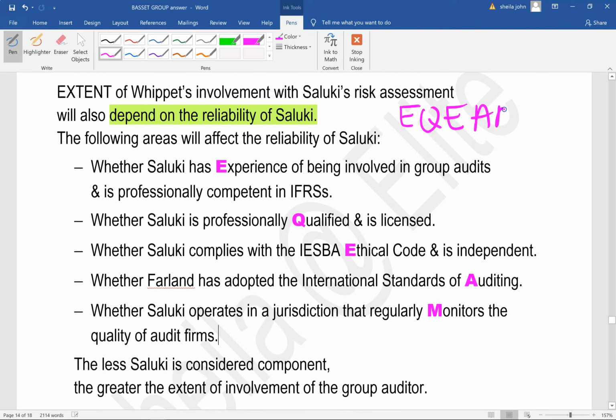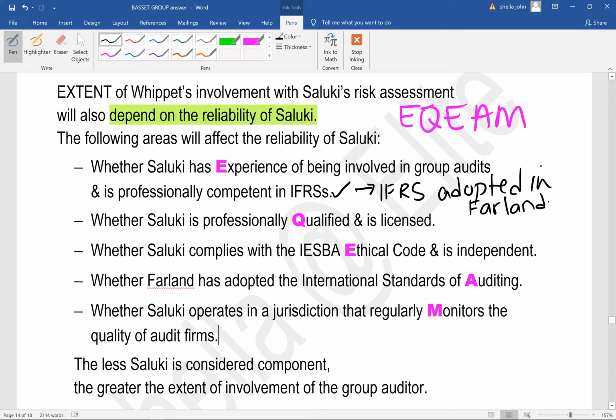EQEAM. It just makes it so much easier to remember the points and to plonk them down in your answer. Now, the following areas would affect the reliability of Saluki. Number one, whether Saluki has the experience of being involved in group audits and is professionally competent in IFRS. And we're going to say that this one is yes, because we're also going to put down here that IFRSs are also adopted in Farland. So that's good. That's a plus point for Saluki.